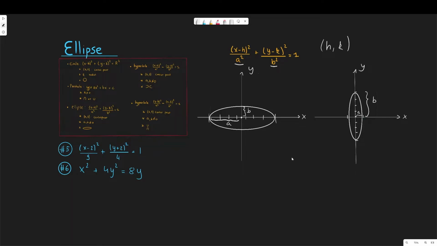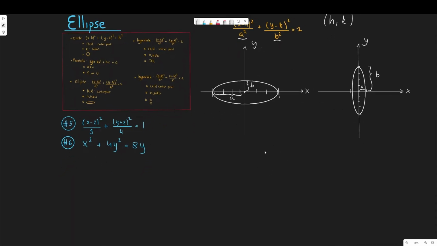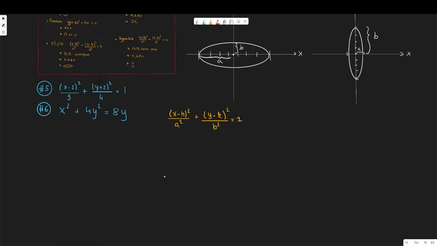So now let's try to apply this for the following exercises. For the first exercise, we have that (x minus 2) squared over 9 plus (y plus 2) squared over 4 is equal to 1. The first thing you want to note is this is in fact the right form for an ellipse, because this equation and the general equation for an ellipse almost look alike. The only thing left to do is write down the 9 as something squared and the 4 as something squared. So let's do this.